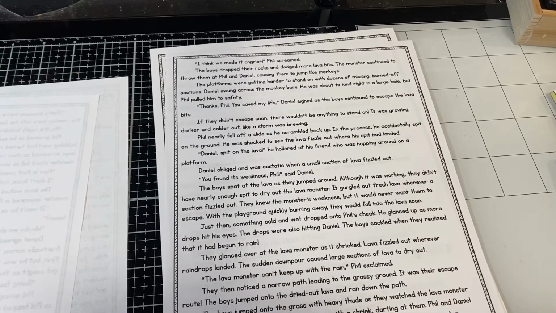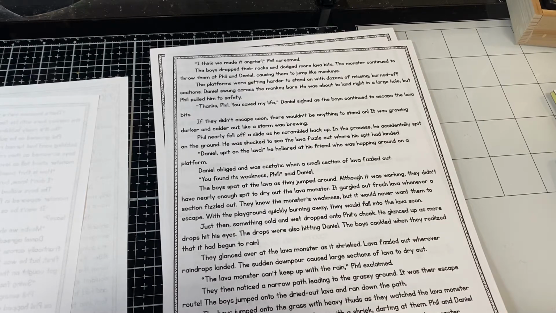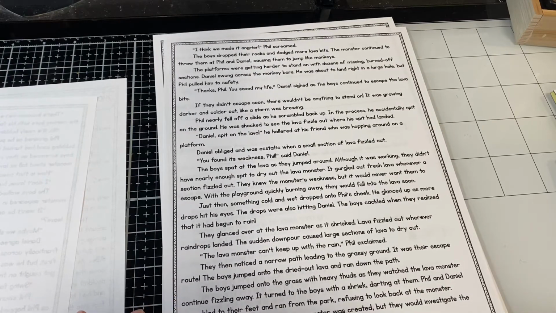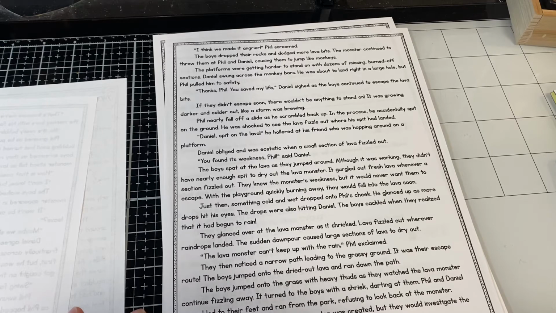"The lava monster can't keep up with the rain," Phil exclaimed. Then they noticed a narrow path leading to the grassy ground. It was their escape route. The boys jumped onto the dried-out lava and ran down the path. The boys jumped onto the grass with heavy thuds as they watched the lava monster continue fizzling away.